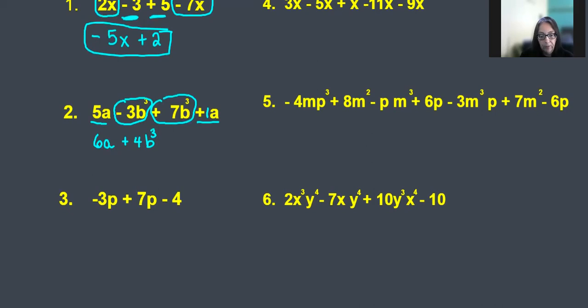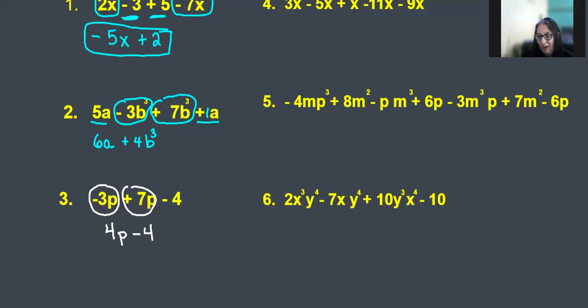Negative 3p plus 7p minus 4. So I've got a negative 3p and a positive 7p. If I combine those, I end up with 4p's. And then I have a minus 4. Now, can I put 4p and minus 4 together? I can't do that because they're not like terms. I have to keep them separate.